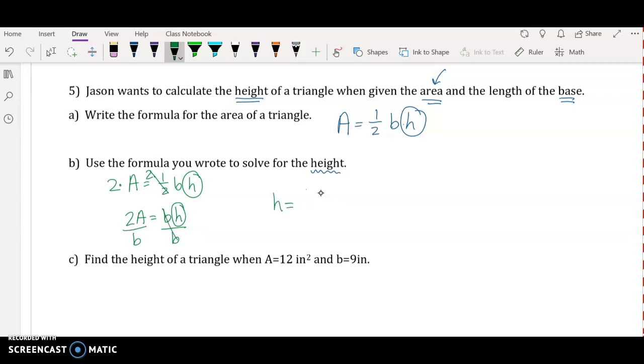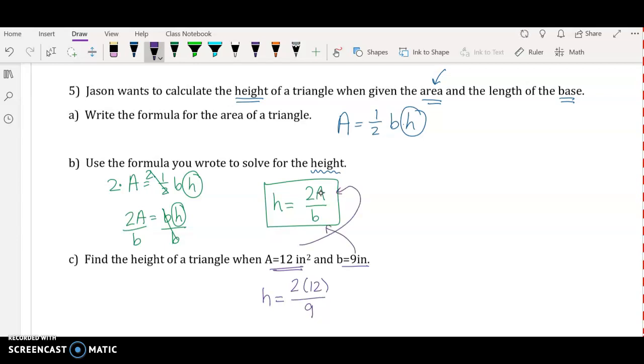So the height of the triangle is equal to twice the area divided by the base. Now part C here is asking us to take it and actually use it. So our area is 12 inches squared and our base is 9 inches. So we want to calculate the height when the area is 12 and the base is 9. So we're taking that formula and plugging in the A and the B. And so we can go ahead and calculate that.